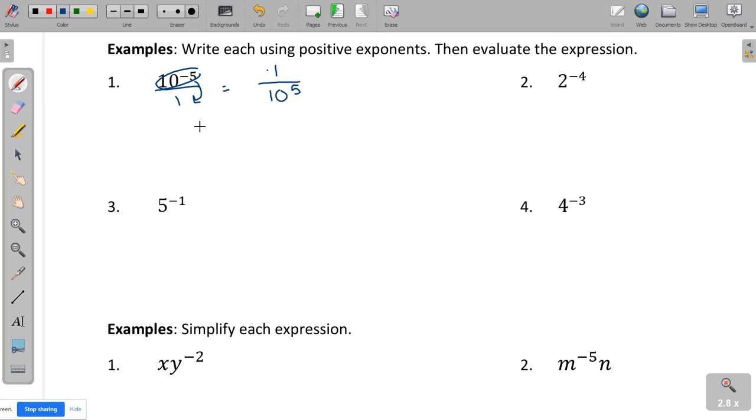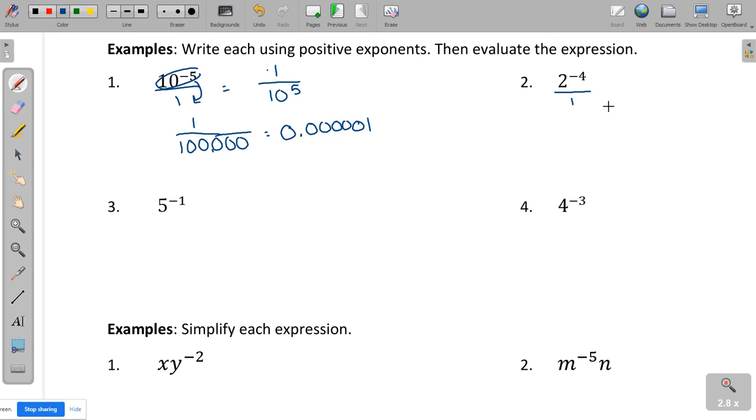10 to the 5th is the same thing as saying we have 5 zeros. So 1 over 100,000. And when we write that, we get 0.00001.